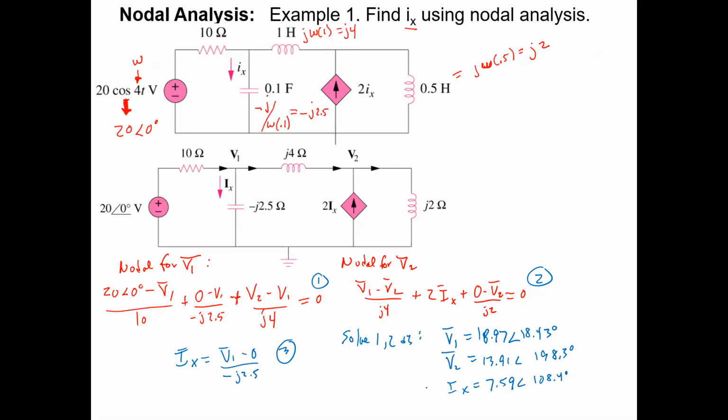So this is the thing we are interested in. This Ix can give us the little ix of t, which is what we're trying to find, meaning it's going to be 7.59 cosine of 4t plus 108.4 degrees amps. So that's showing you the whole process for the AC sinusoidal analysis. That's what we do.